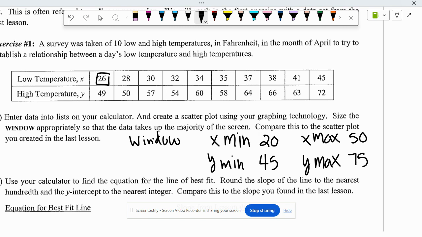Okay. So now our L2, what do you think we're going to put in the L2? The Y values. 49, enter. 50, enter. 57, enter. 54, enter. 60, enter. 58, enter. 64, enter. 66, enter. 63, enter. And 72. Okay.